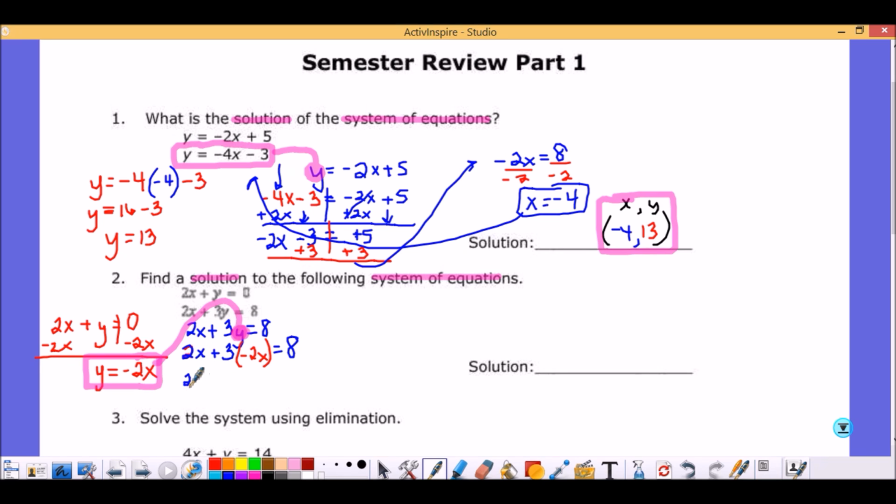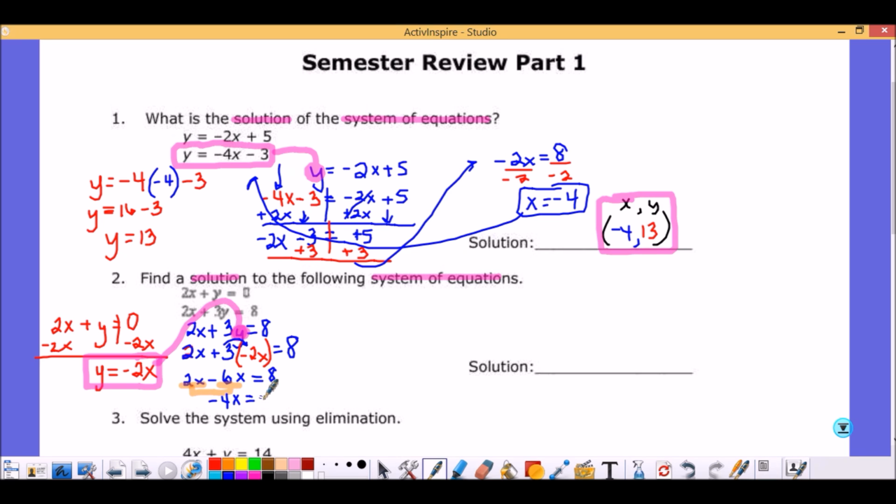So I have 2x, 3 times negative 2, remember, you distribute, is minus 6x equals 8. And now I'm going to solve it by using the skills that I learned from the first 6 weeks. I'm going to combine my like terms because both of these have x's. So 2 minus 6 is negative 4, and they both have x's.